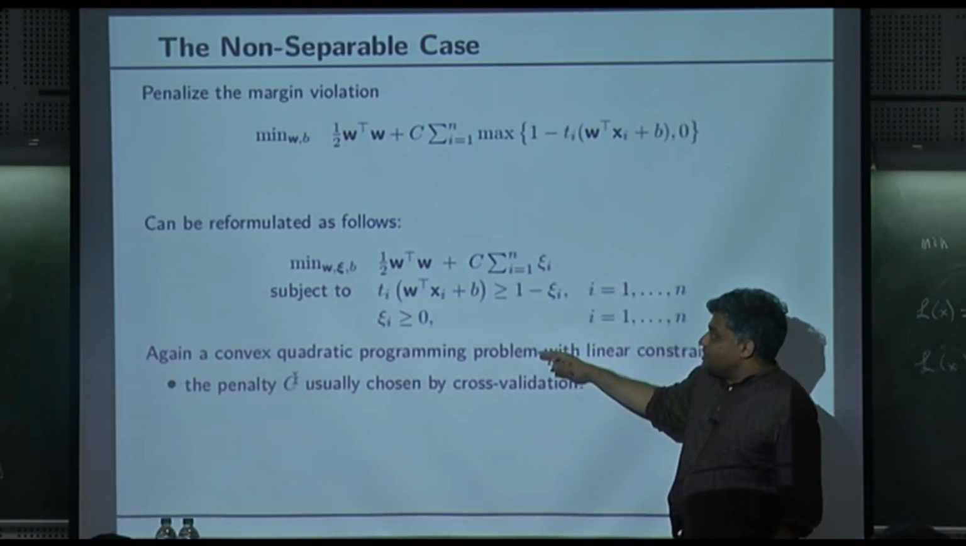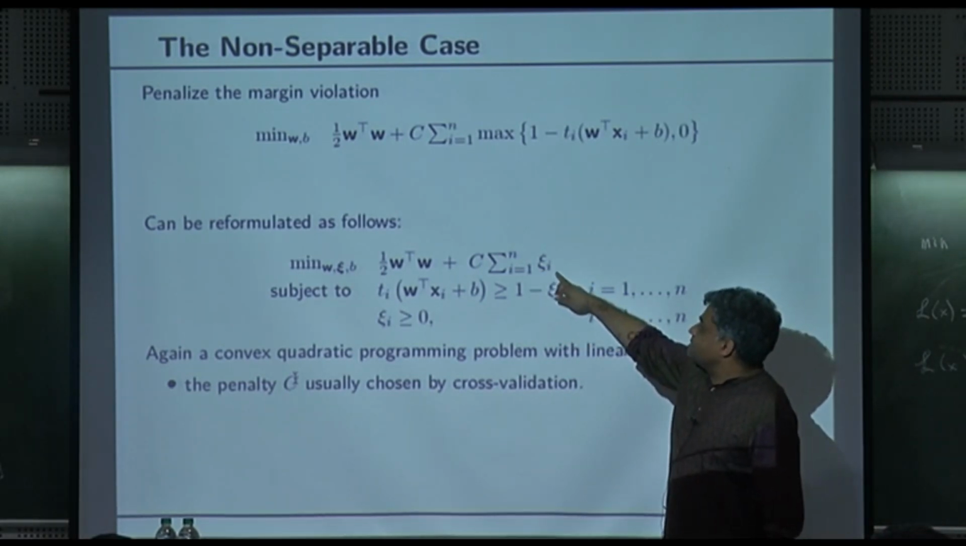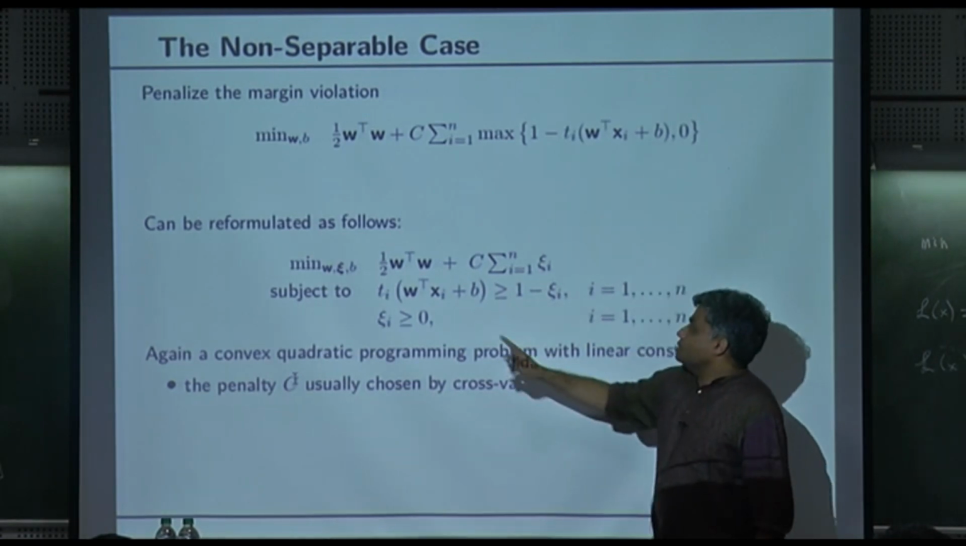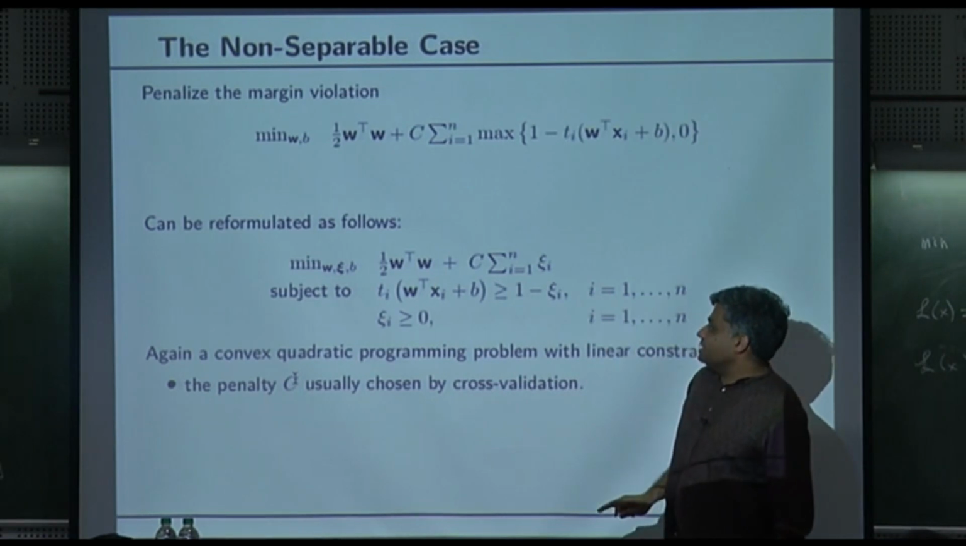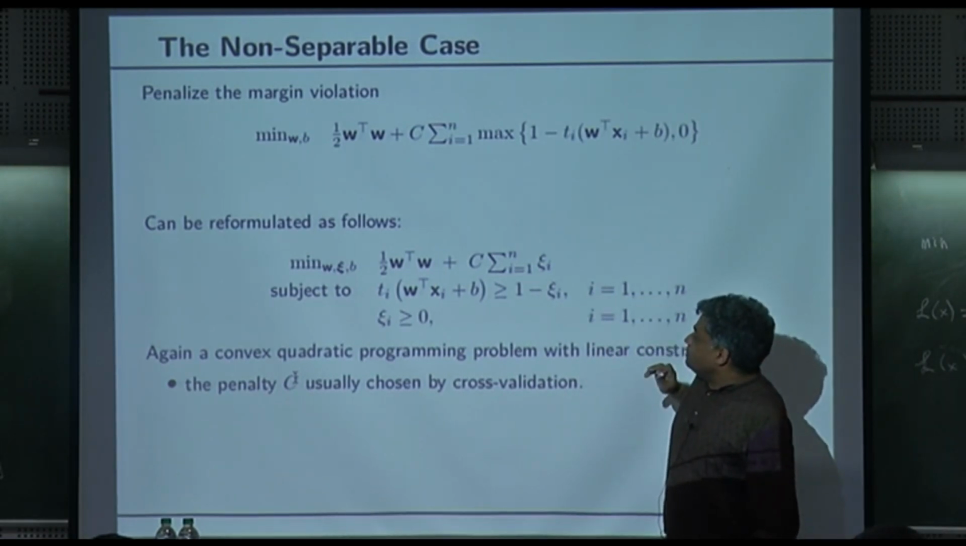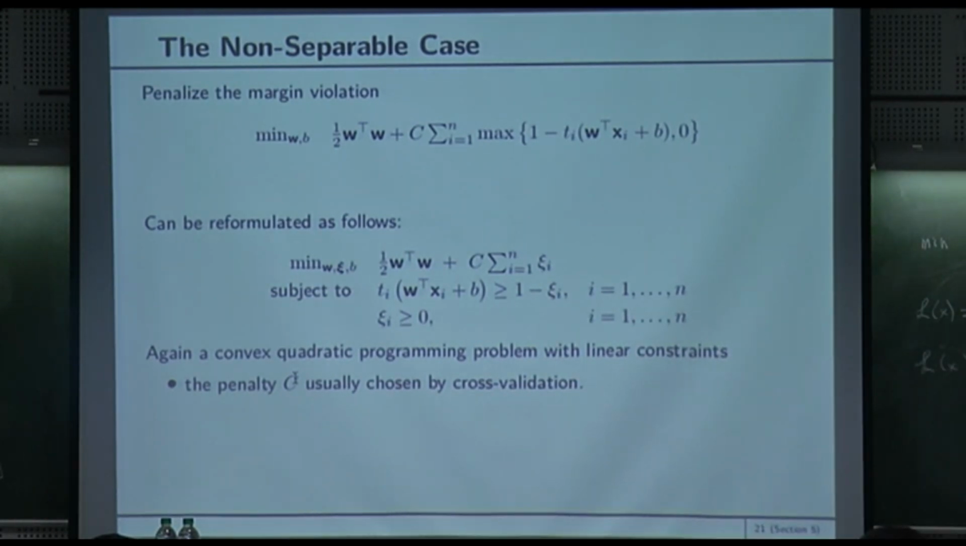There are many ways of doing things. There is a way to reformulate it, whereby you introduce a new variable Ci for this maximum. You can write it as Ti times W transpose Xi plus B is greater than or equal to 1 minus Ci, and Ci must be greater than or equal to 0. There is a convex quadratic program here. You can do all kinds of things from there. What I want to do is write it slightly differently. It will set up things for something called first order optimization methods, which are the method of choice right now for solving very large scale problems.